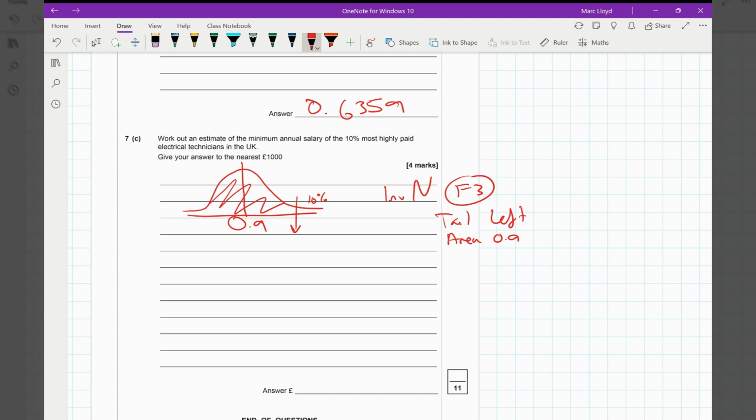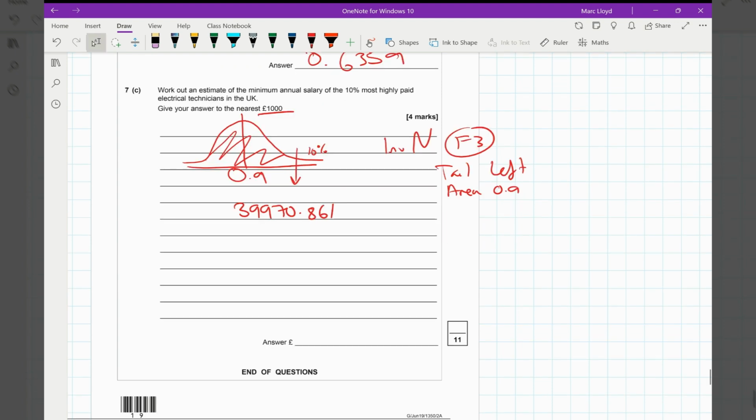So then you just plug that in and we get 39970.861. Now if we're rounding it to the nearest thousand, that will give us 40,000. And that's the paper done.